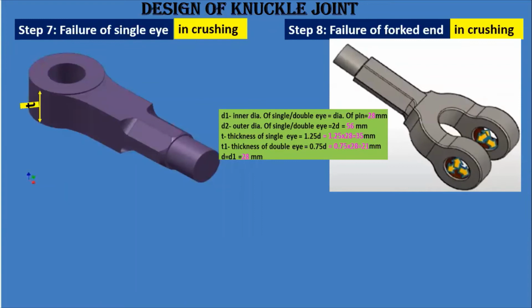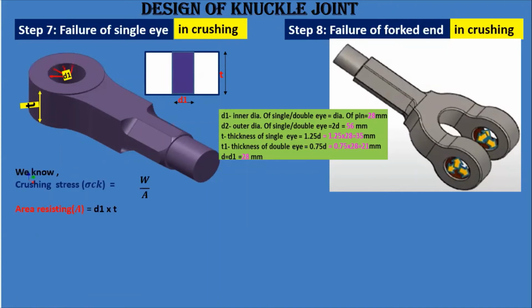Now, in the single eye, T is the thickness. And in the video I have shown how the crushing area is there, and that crushing area which you are observing here is with T as the thickness and D1, at the middle portion. At that time, the diameter is D1, that is the inner diameter of the single eye. So what is the resisting area in such cases? Stress is load upon area. So the resisting area is equal to D1 into T. You can see here.